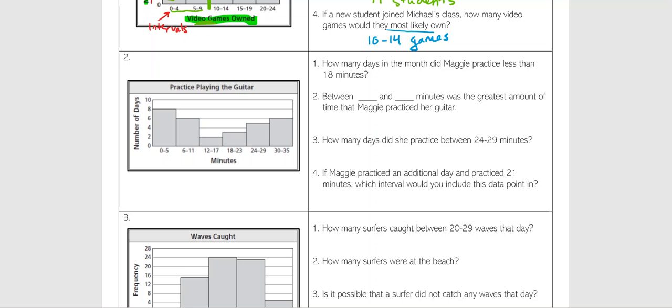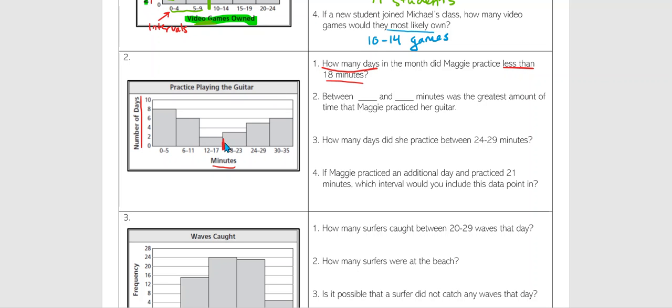All right. For our next one, looking at our graph, we have practice playing the guitar. We have number of days on the y-axis. We have minutes on the x-axis. And I want to know how many days in the month did Maggie practice less than 18 minutes. So I'm going to find 18 minutes, and that's this interval right here.